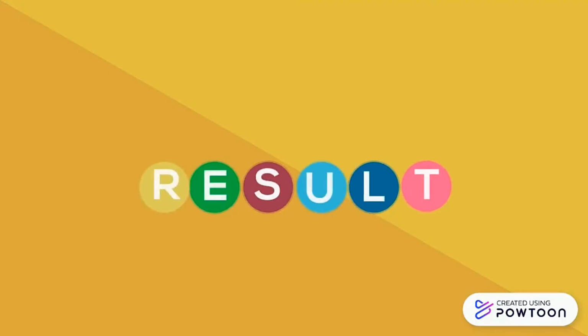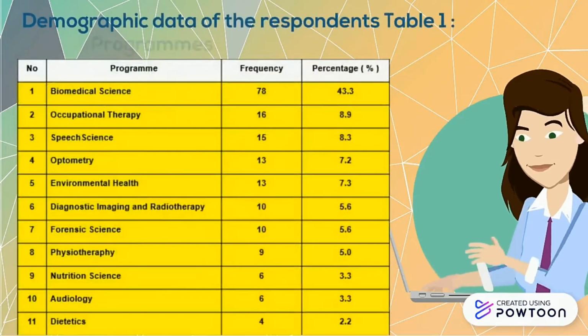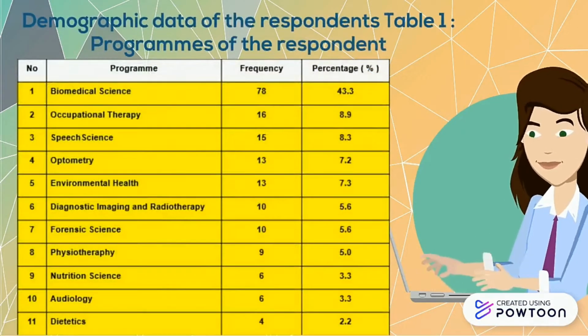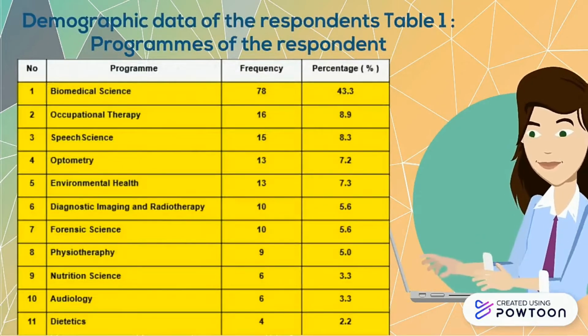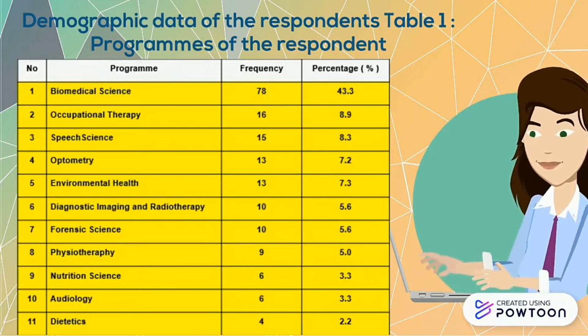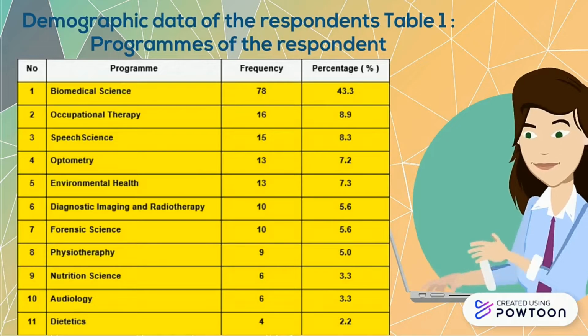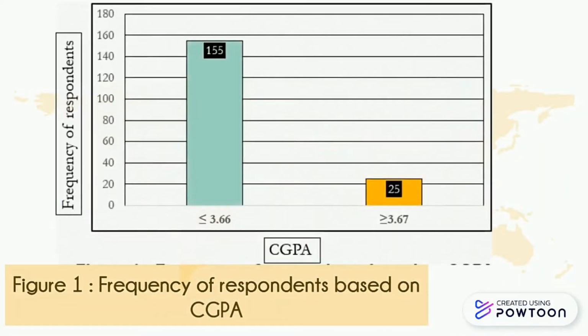Now, let us proceed to the results and discussion part. We started with demographic data of our respondents. Table 1 shows the frequency of respondents based on their programs, from the highest percentage to the lowest percentage. The Biomedical Science program shows the highest percentage of 43.4% as they have the highest number of students compared to other programs. Next, the respondents are divided into two different categories based on academic achievement.